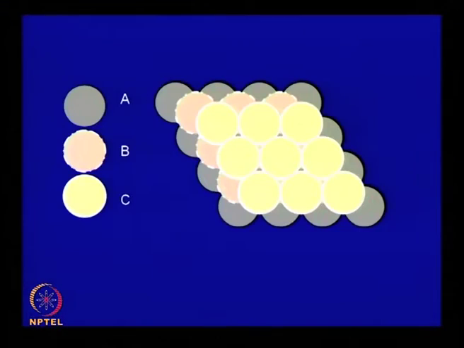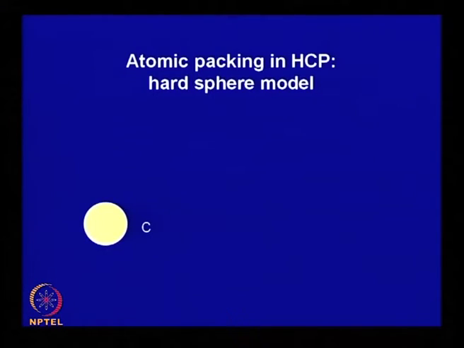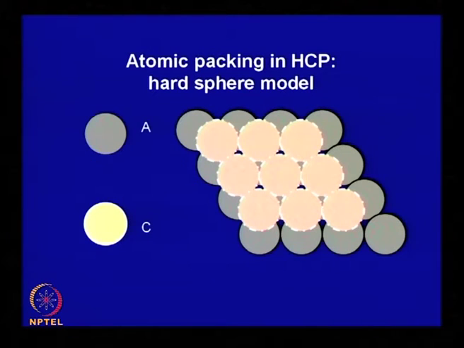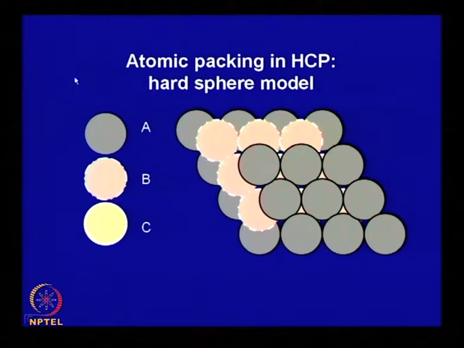Now try to visualize the same thing in a hexagonal arrangement, which is shown over here. You have one layer, we call this A, then the second layer, and the third layer. The second layer is B, and the third layer goes and occupies layer A; there is no C layer. Try to visualize this. This resembles the hexagonal close packed structure.